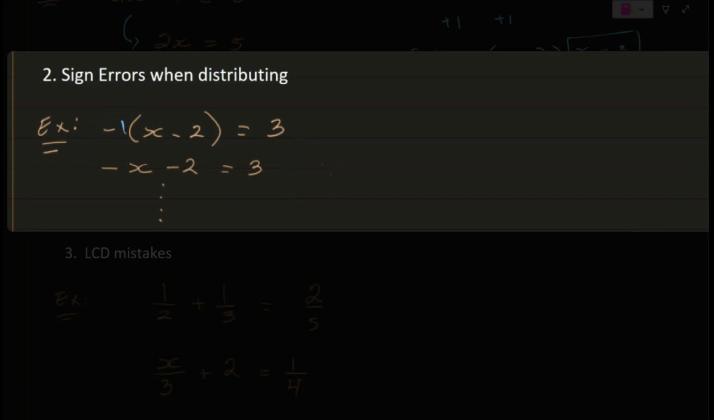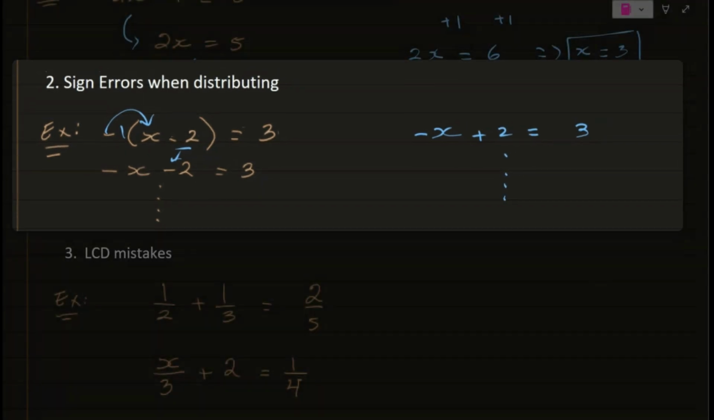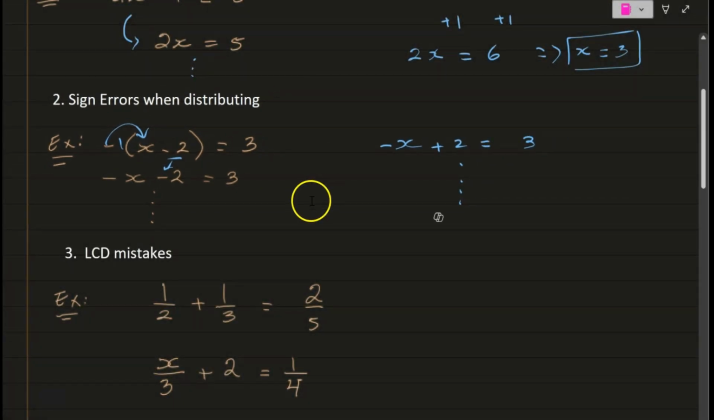So what is happening is that most students say, okay, this is negative x, but then they forget that it is -1 times -2. So they leave the -2 as is, and then they go ahead and solve, which is incorrect. What you need to do is make sure that -1 times x would be -x, then -1 times -2 would be +2, and that's equal to 3, and then you go ahead and solve the equation. All right, so this is very common. Make sure you don't do that.